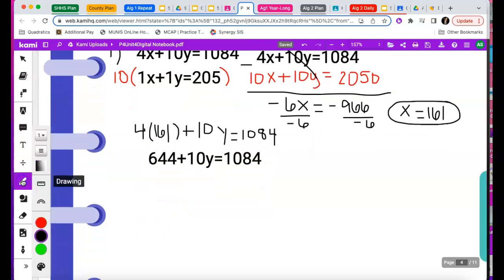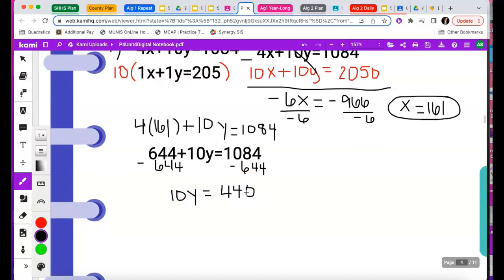Now I got to do the opposite of add 644. So I'm going to subtract 644 on both sides. And we can use a calculator for that. So 1084 minus 644, that gives us 440. Bring down your 10y, and that's equal to 440.